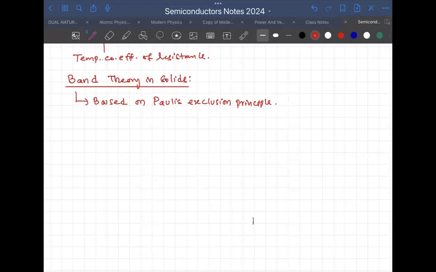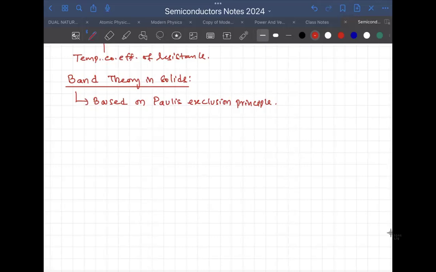Otherwise, I'll tell you, the energy level difference between one level and the next immediate level is of the order of 10 power minus 23 electron volts. So such closely spaced energy levels is what we will now call as bands.